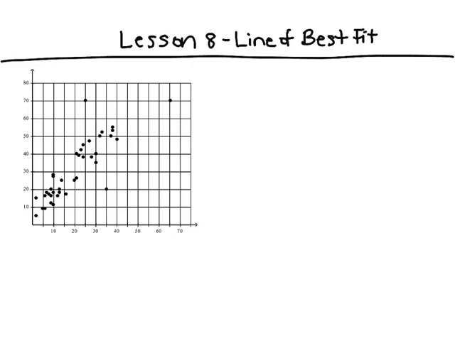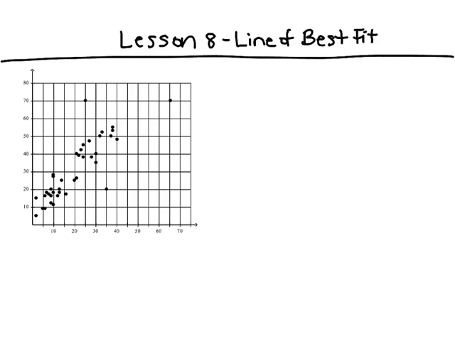Lesson 8, line of best fit. So very often when you have data, it looks like this. It's a scatter plot, and it doesn't make a perfect line, but it kind of looks linear. So that's what real data looks like. So when we're doing a scatter plot, we can make a line of best fit based on this data.